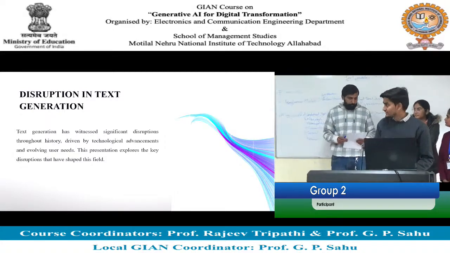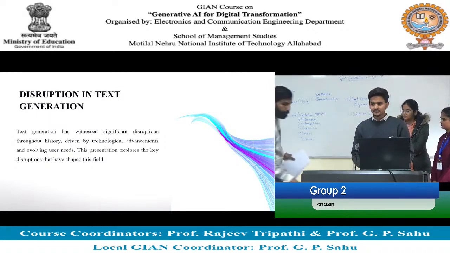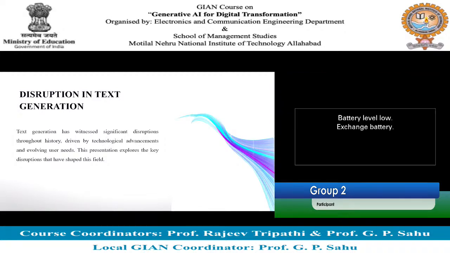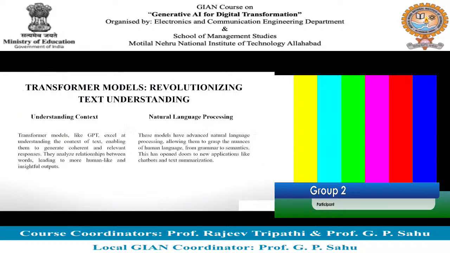Now we'll see the disruptions in text generation. Before moving ahead, let us understand the meaning of disruption. The generic meaning of disruption is interruption or breaking the normal course of action. But here, in the context of text generation, disruption often refers to innovation or a significant change in how text is generated or consumed. Let us see some of the key disruptions in the field of text generation over time.